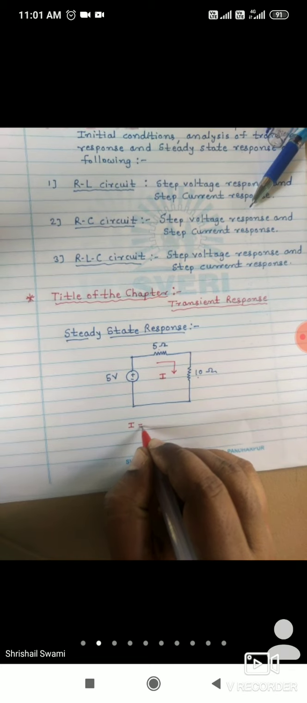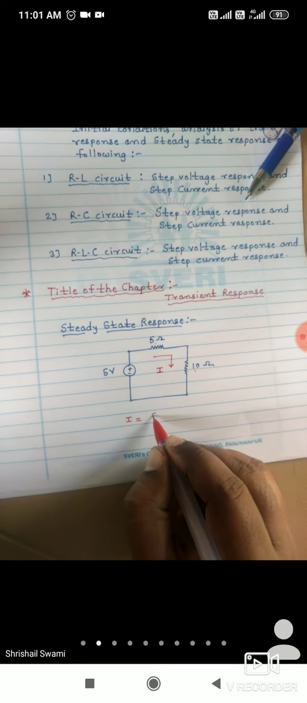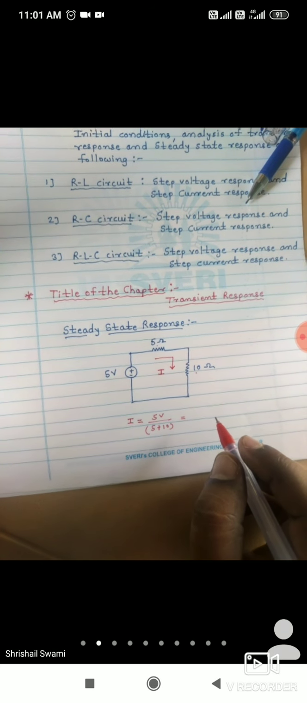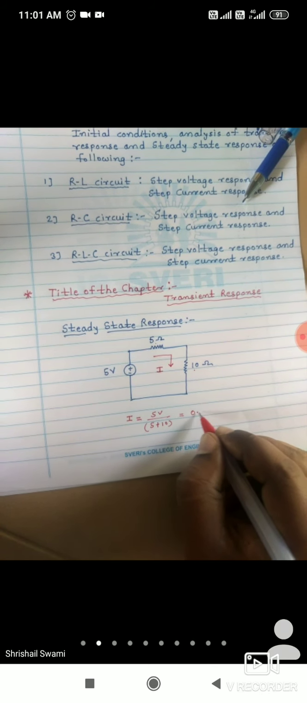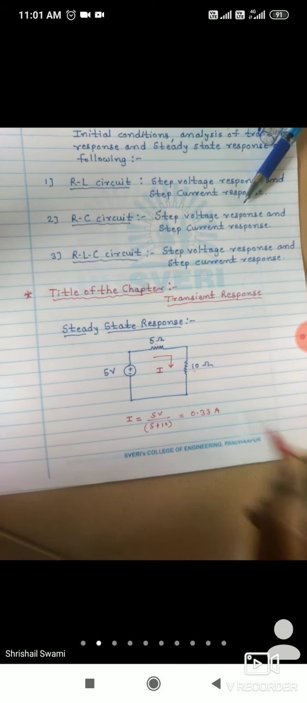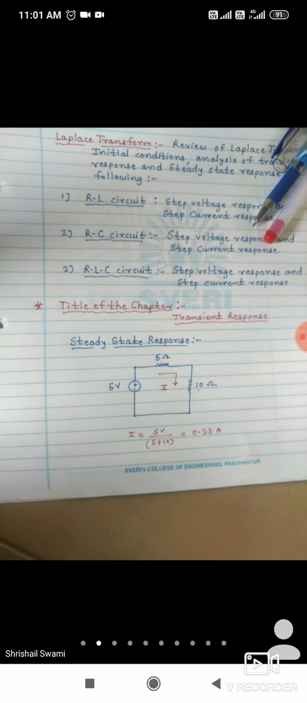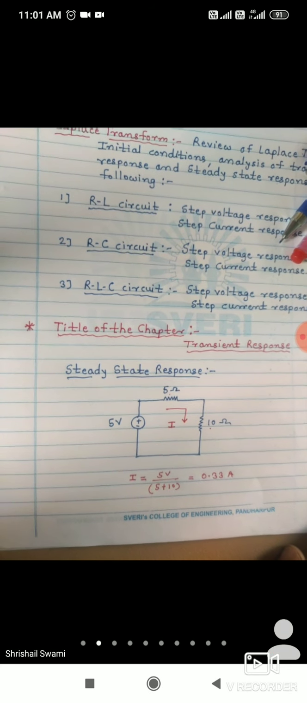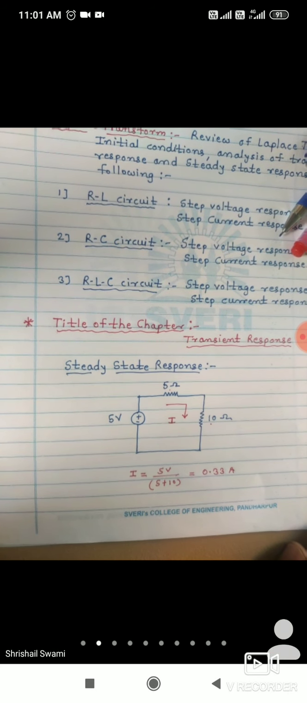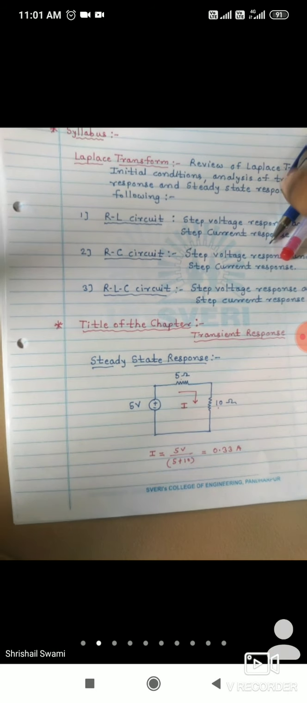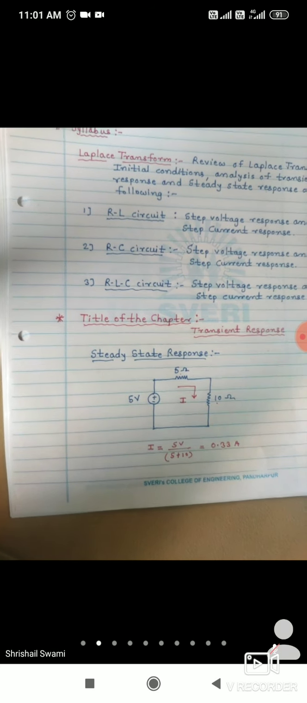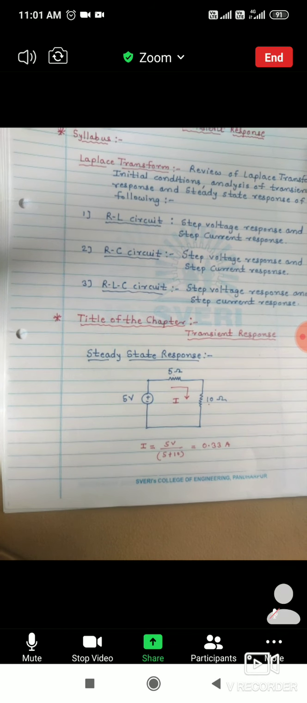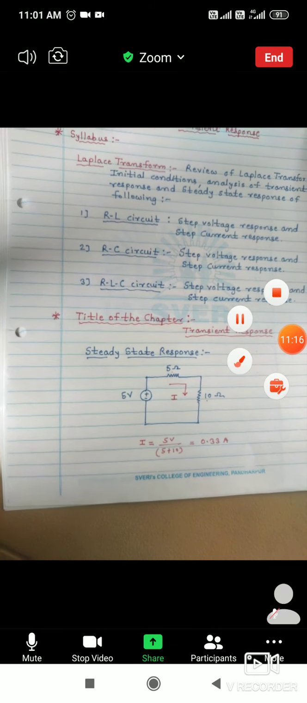According to Ohm's law, I is equal to 5 volt divided by 5 plus 10. So 5 by 15, that is 1 by 3, which means 0.33 ampere. So 0.33 ampere is the response, that will be the current. Now you have connected the 5 volt source, correct? Suppose you keep this source as it is for 10 minutes.